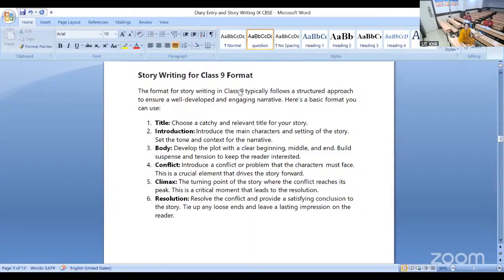The format for story writing typically follows a structured approach. नहीं, structured approach होता है. To ensure a well-developed and engaging narrative. Here's a basic format you can use. Story. आपको एक story book दिया. ठीक है. And अगर इसके साथ रह के अगर हो गया ना देखो ये इधर आ गया. So अगर आपको एक story book, you can give me your story.